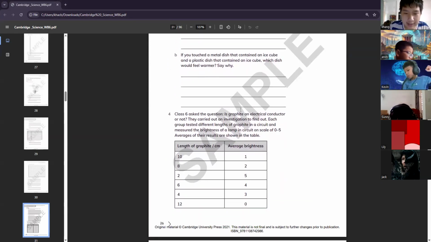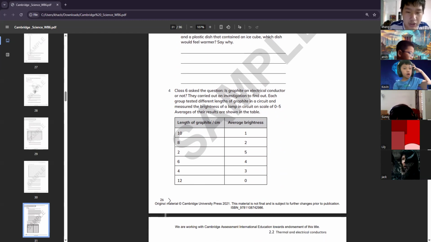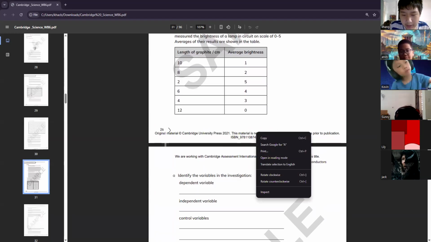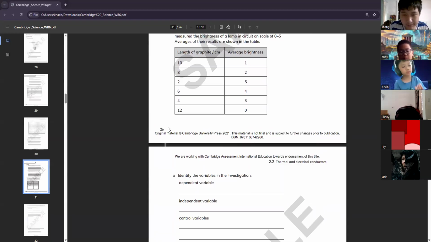Now, Class 6 asked the question, is graphite an electrical conductor or not? They carried out an investigation to find out. Each group tested different lengths of graphite in a circuit and measured the brightness of a lamp in the circuit on a scale from 0 to 5. Averages of the results are shown in the table. Now, can anybody tell me the dependent variable?